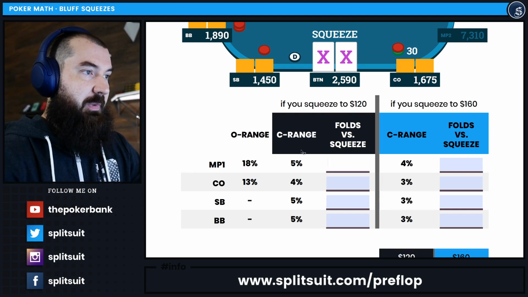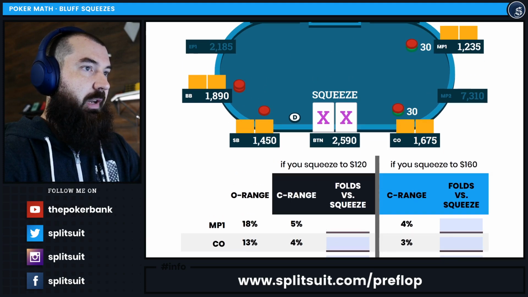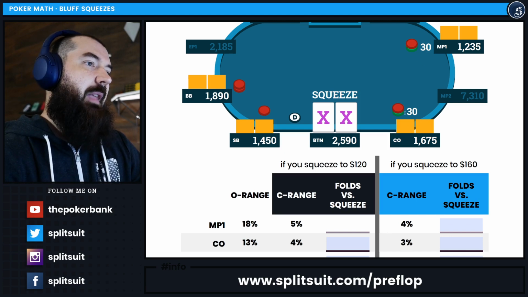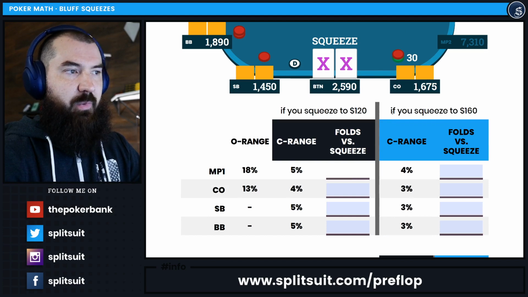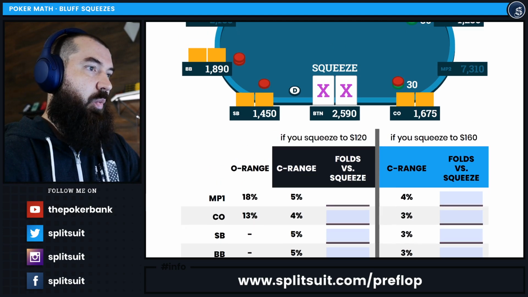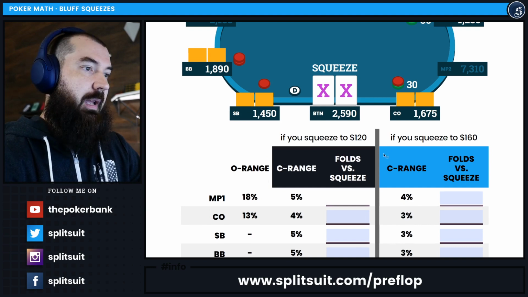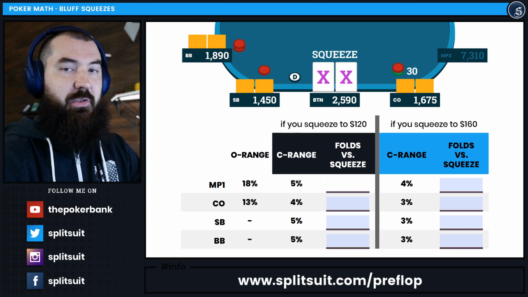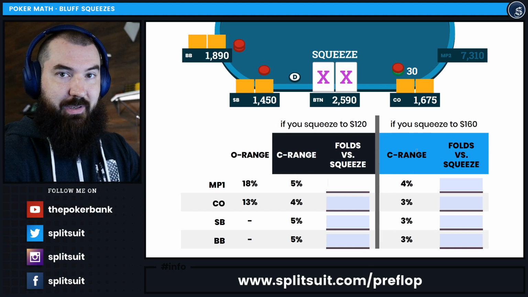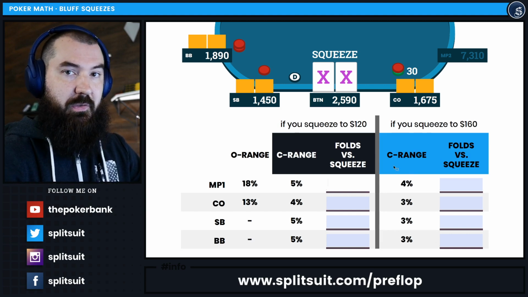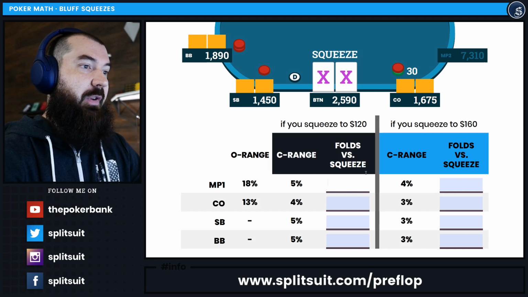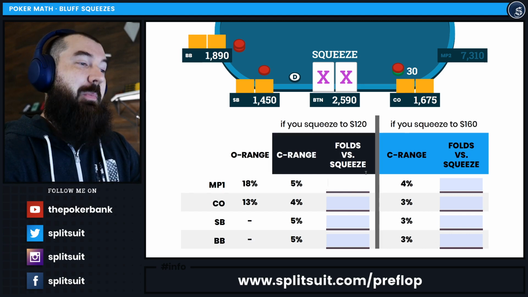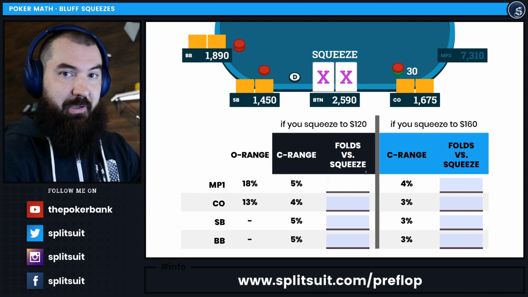So what we did here is we said, okay, let's assume that middle position 1 has an open raising range of 18% and the cutoff has a calling range here of 13%. And then we're saying, okay, based upon a couple different squeeze sizes, so in this situation, squeezing to 120 total or squeezing to 160 total, let's say that they had slightly different continuance ranges, right? Let's say that they continued a little bit wider against the 120 squeeze versus a little bit tighter against the 160 squeeze. That way, again, you can get multiple reps all at once, which is really helpful for a bunch of different reasons, but it's very helpful to sometimes see these things side by side. So again, this might look a little scary at first glance, but this is the kind of work that we're doing in this particular section of the workbook.